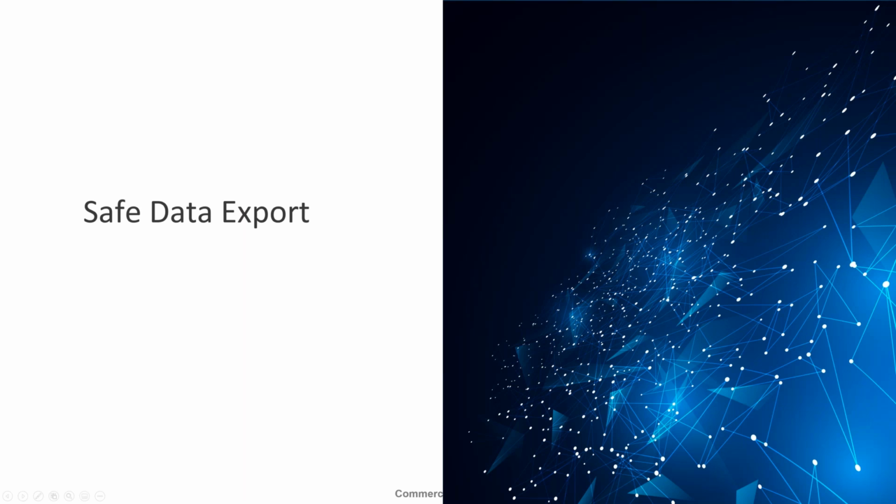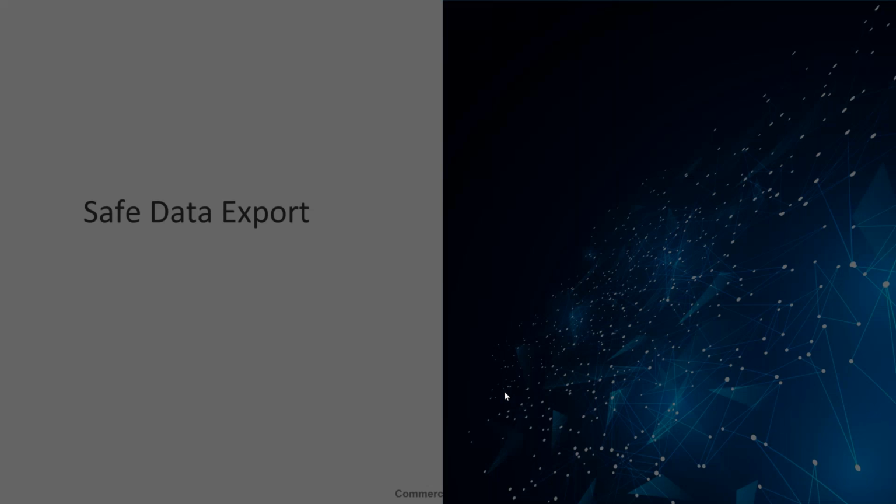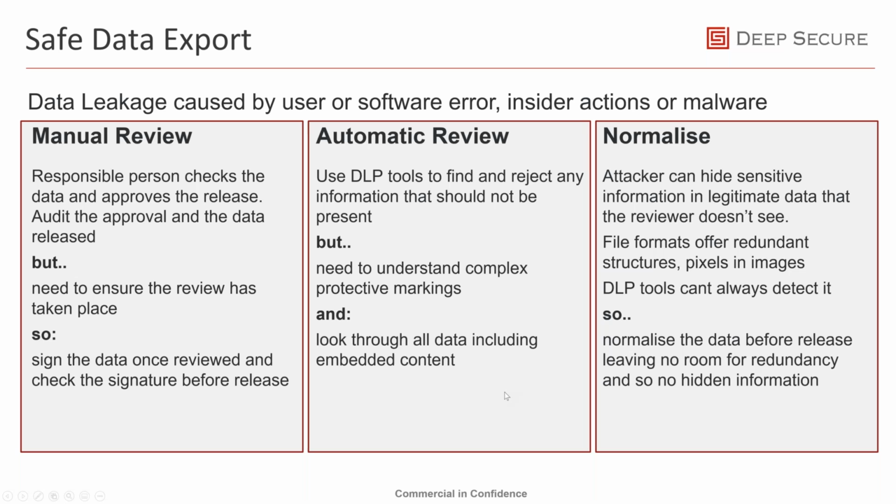As well as the pattern for safe import, the NCSC has defined controls for safely exporting data from a network as well. When exporting data, your main concern is data leakage caused by things like user error or software errors, or malicious insiders, or malware already residing in the protected network.